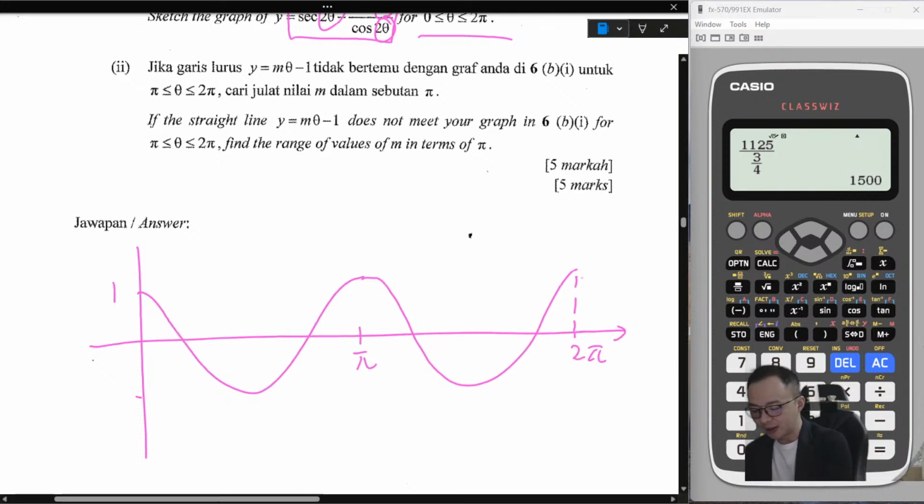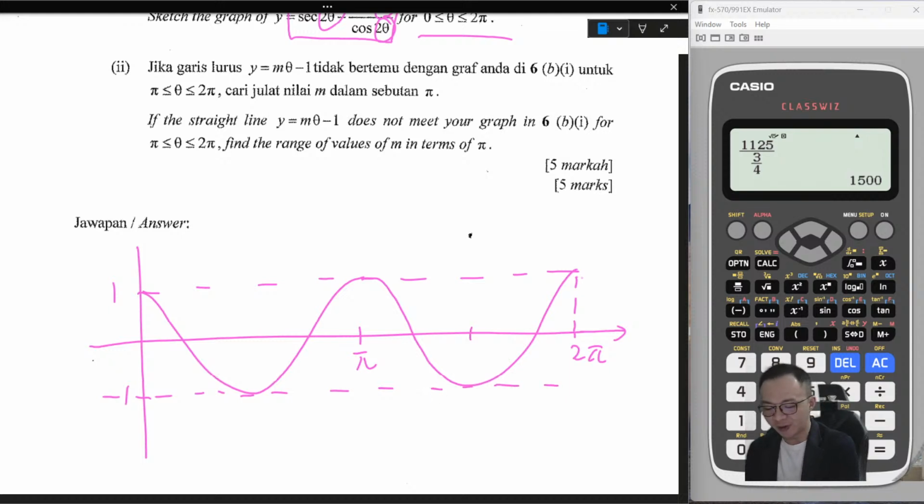So this is 1. This is negative 1. Use a ruler to indicate the maximum and minimum. If you want, you can write slightly more things. So this one is 3 over 2 pi. This is 1 over 2 pi. Okay, this is x-axis and this is y-axis. Then we're done.